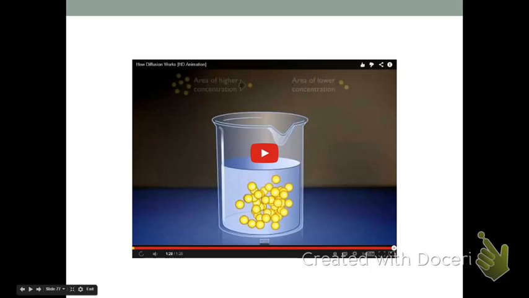So diffusion does not have to occur across the cell membrane, but in terms of how cells move things in and out, diffusion will be across the membrane. Okay, but diffusion also happens in just beakers of water.